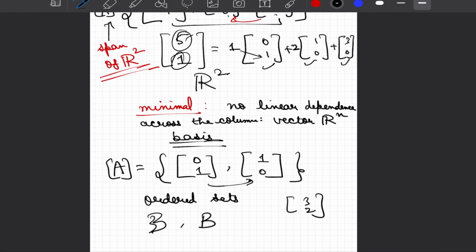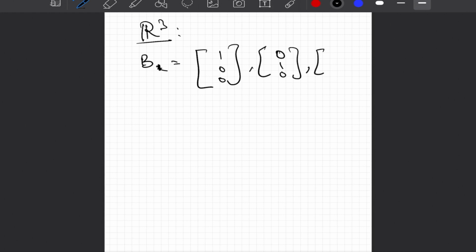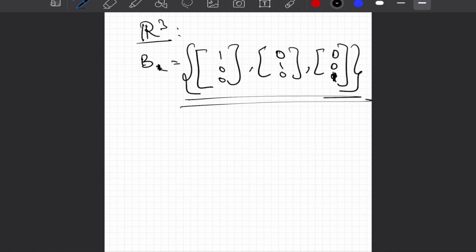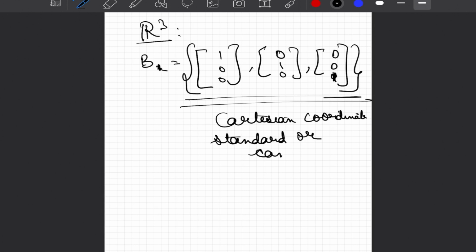That is why order matters. Now for example, let us talk about R cube, which is a three-dimensional vector space. The two bases that we can find: the first basis, B1, could be (1, 0, 0), (0, 1, 0) and (0, 0, 1). You see that these bases we have always seen in the form of Cartesian coordinate systems, and these bases are also called the standard or canonical basis.